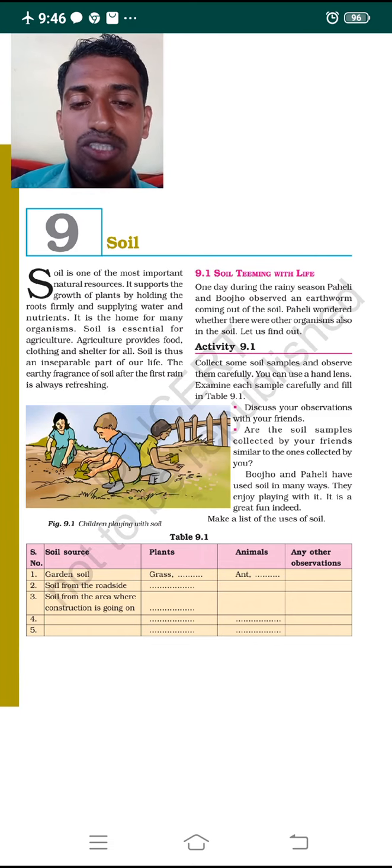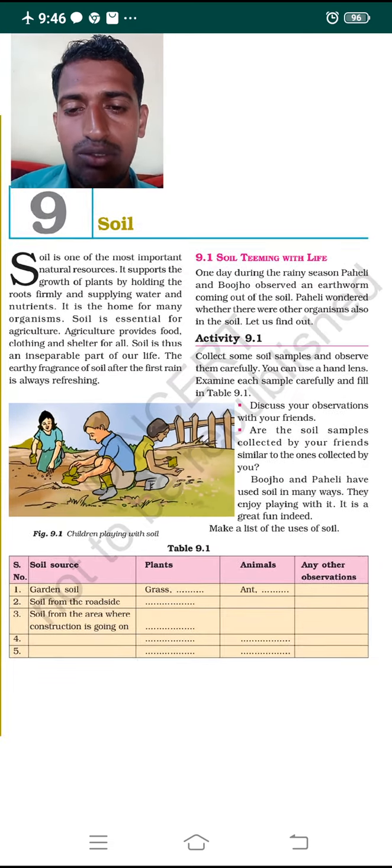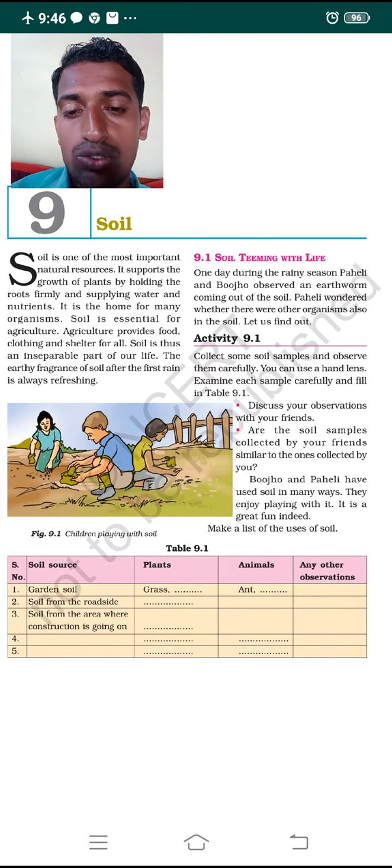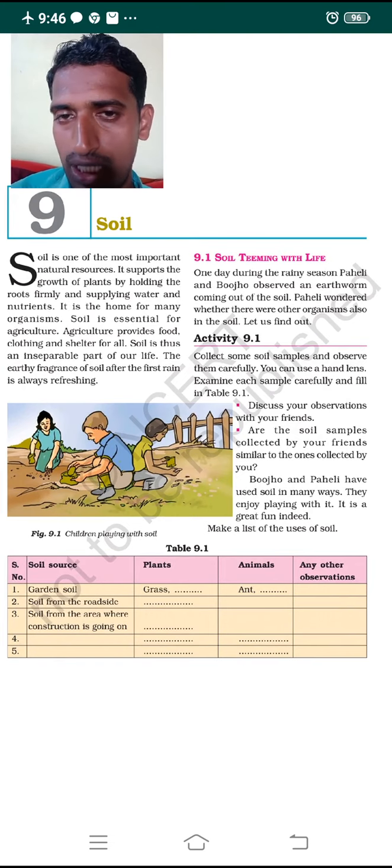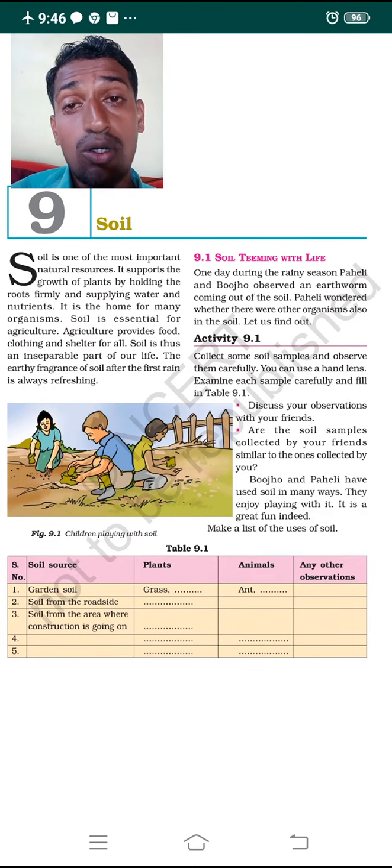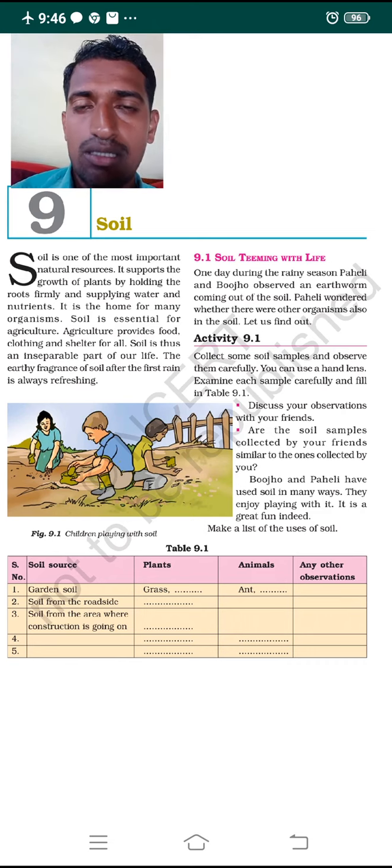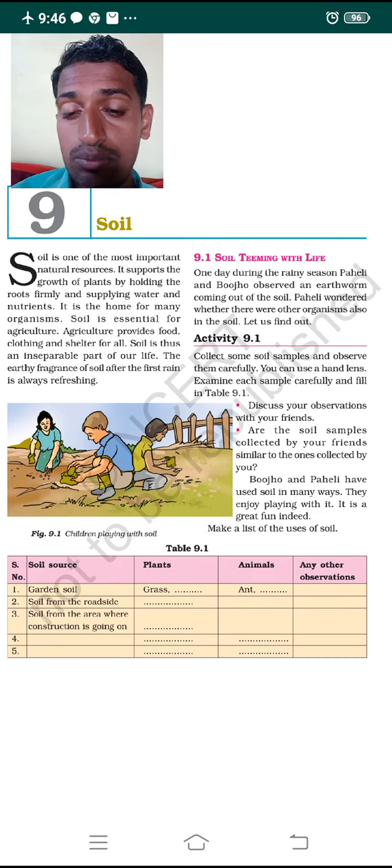Make a list of the uses of soil later on. Now look at table 9.1. Soil source: from where are you getting the soil? First one is a garden. From a garden you can get soil. Then soil from the roadside. On the sides of the road you will get soil, which is also one of the sources. And soil from an area where construction is going on. Suppose some building, apartment or shop construction, or piping work is going on, from there you can get soil.